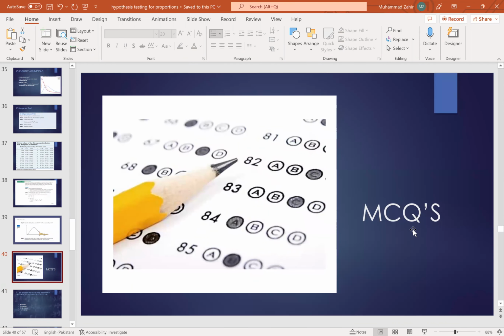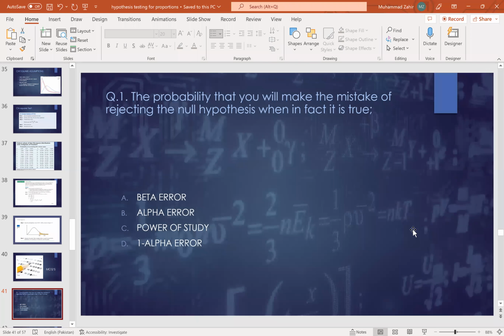Now it's time for multiple choice questions. The probability that you will make the mistake of rejecting a null hypothesis which is in fact true is: beta error, alpha error, power of study, or 1 minus alpha error. Anyone from the class?